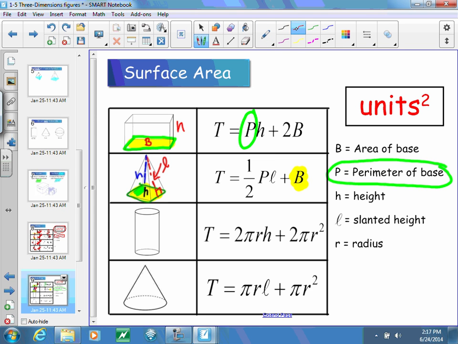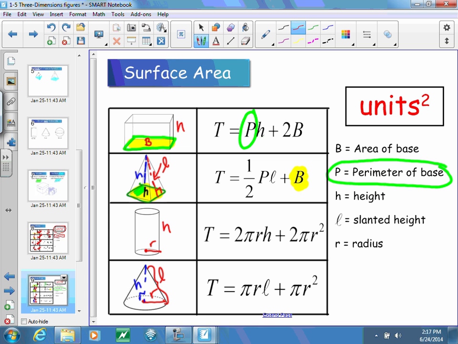Cylinder, not as complicated. We once again need to know the radius, and really you just need to know the height of your cylinder. And then you have your cone, where you need to know the radius and the slanted height, which is going to be along the edge. So just be careful here that it's not the height. The height would go down from the point to the center of your circle. The slanted height is going to go along the edge.